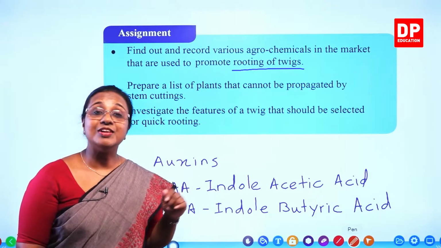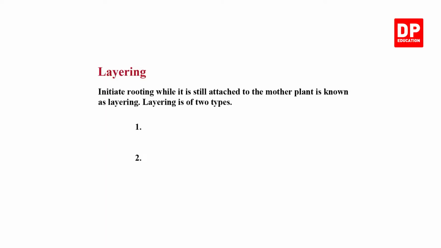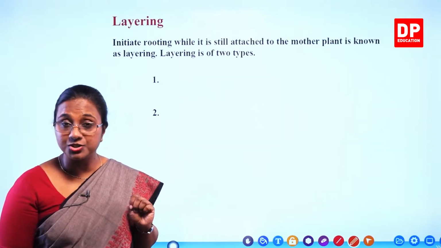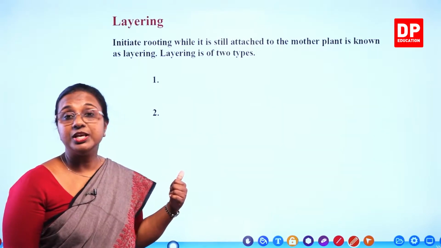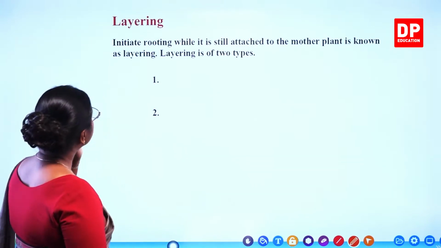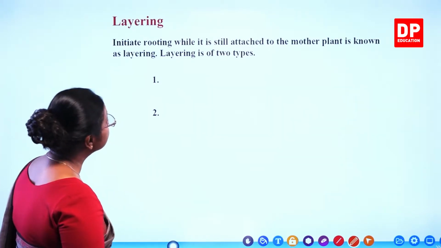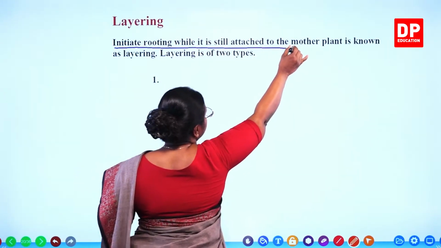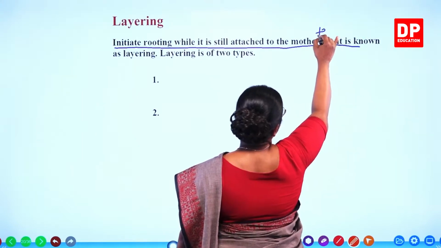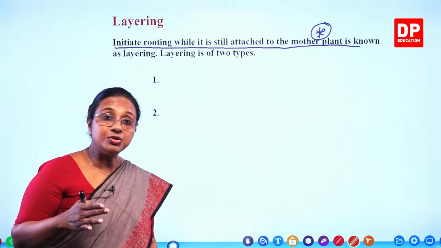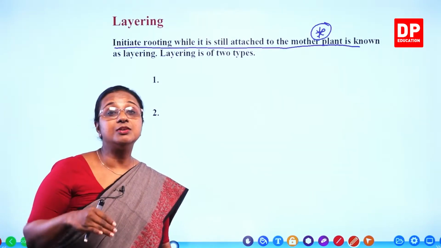With that, students, I will move on to the next slide. This is the next process. So there are 4 different processes under artificial propagation, artificial vegetative propagation of plants. First one was the rooting of stem cuttings. Then we have the second method, that is layering. Initiate rooting while it is still attached to the mother plant. So here what we do is initiate rooting while it is attached to the mother plant. In the previous one, rooting of stem cuttings, you cut the twig, you replant it, then only the roots form.